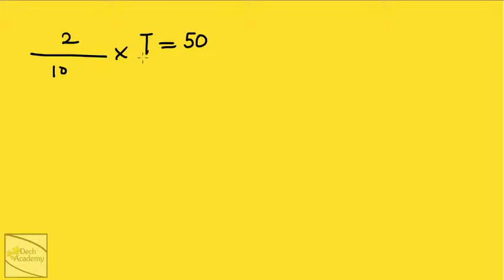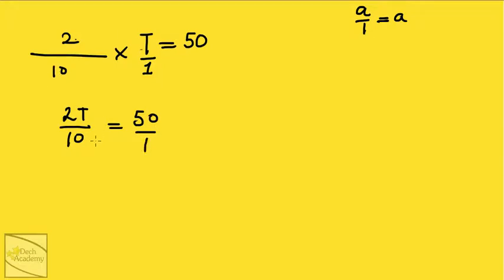T is just representing a number, it's a variable, and it can be rewritten as T divided by 1. Remember, any number divided by 1 is itself. So A over 1 is A, T over 1 is T, 2 divided by 1 is 2, and so on. So we're multiplying 2 fractions on the left hand side. That's 2 times T. You multiply the numerators and you divide by the product of the denominators. So 10 times 1 is 10. Is equal to the right hand side, which is 50. And 50 is the same thing as 50 divided by 1.